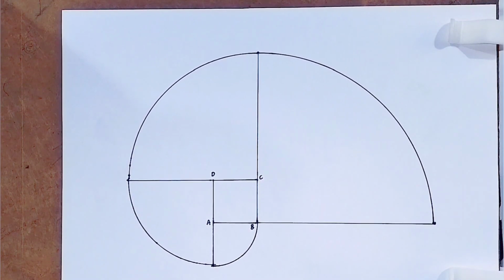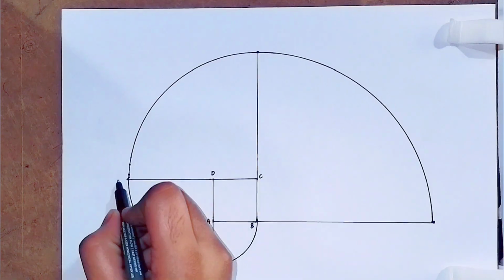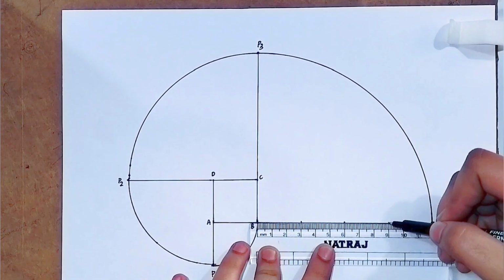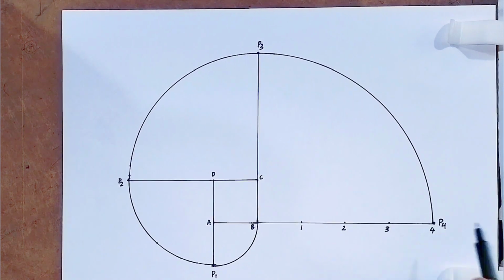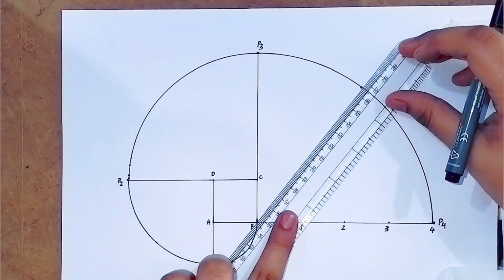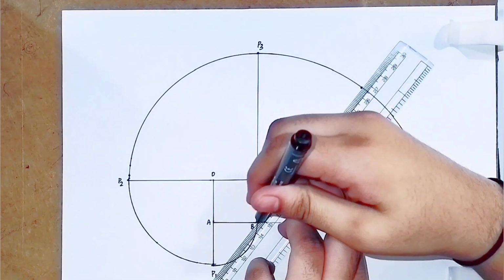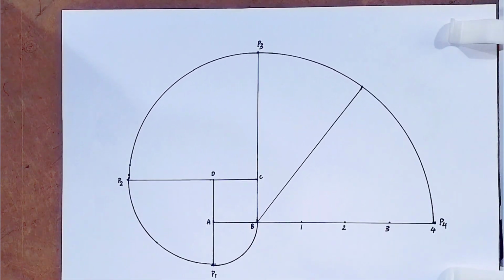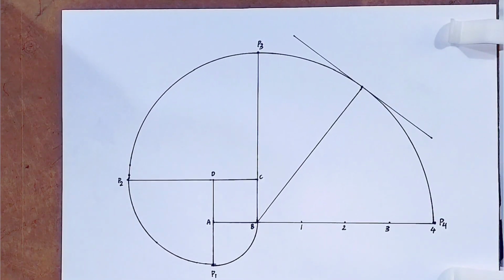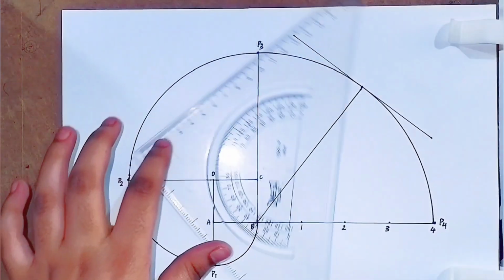Mark these points as P1, P2, P3, and P4. Divide the line of 120 millimeter into 4 parts. From any point on this involute curve, draw a line to the point P. To this point, draw a tangential line which makes a 90-degree angle with this line. Make sure to check the angles.